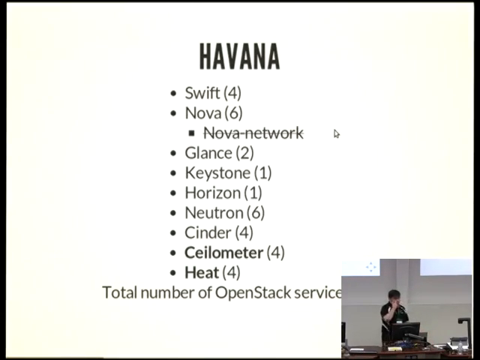And so Havana, the most recent release, the numbers here are the number of services, independent server processes that you need to run as an operator from within each component. You need to run a minimum of 4 server processes for Swift. I mean, when you scale out, obviously they get copied onto multiple machines, but same binary. 6 for Nova, 2 for Glance, 1 for Keystone. 4 for Ceilometer and Heat, they're new projects in Havana. First time they were part of the integrated release. So they are official, blessed, you should be able to get support. Features aren't going to be removed willy-nilly.